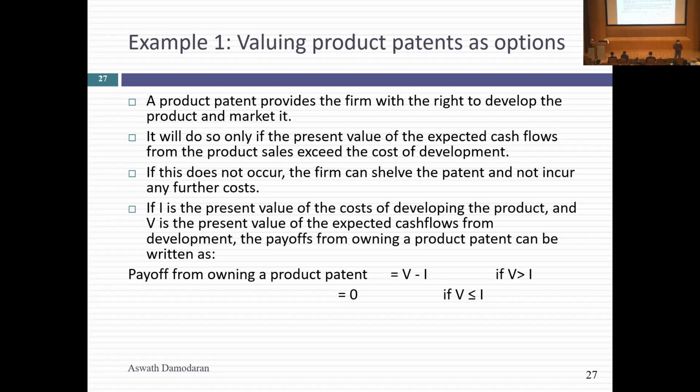So it'll cost you I to develop the patent. V is the present value. If V is greater than I, you will develop the patent, make the difference. If V is less than I, what will you do? Like any other option, you're going to sit and wait and hope it pays off.